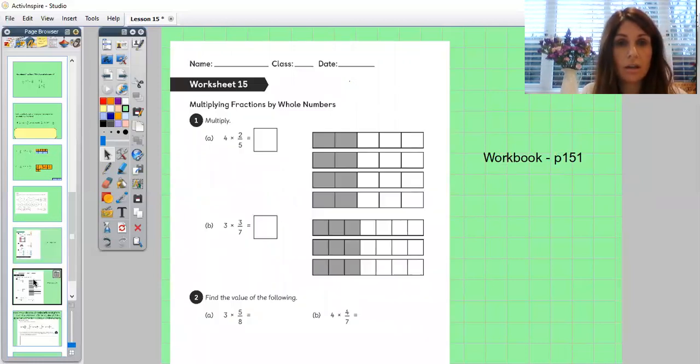Then your workbook, that's page 151. You've only got 1 page today, so it's not too difficult. Same with this, though, don't get confused by those drawings.